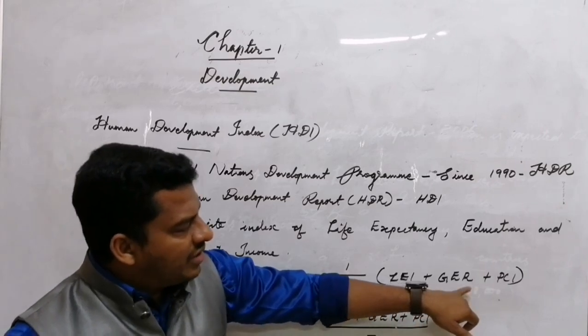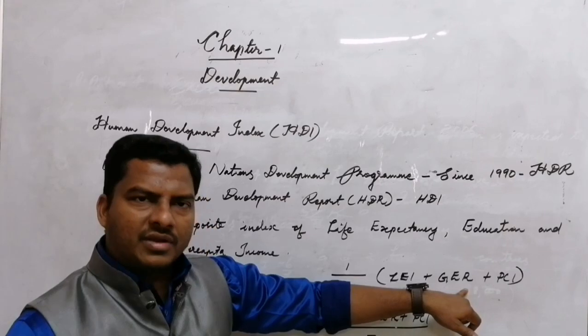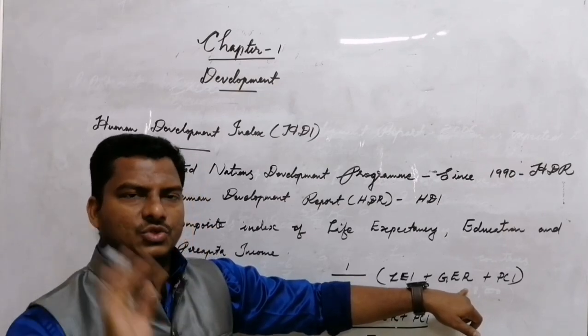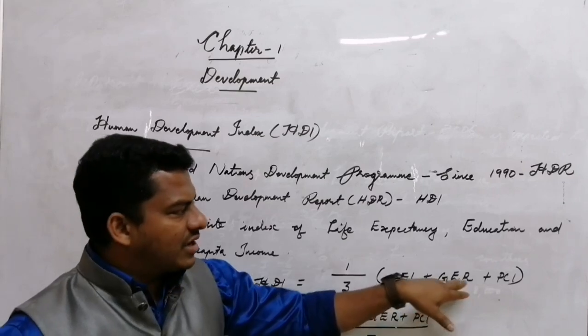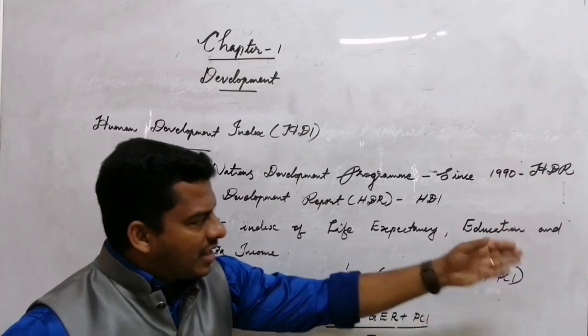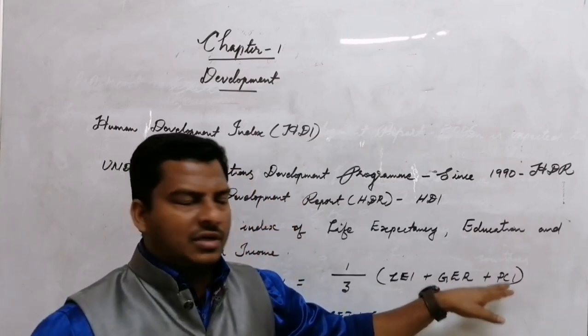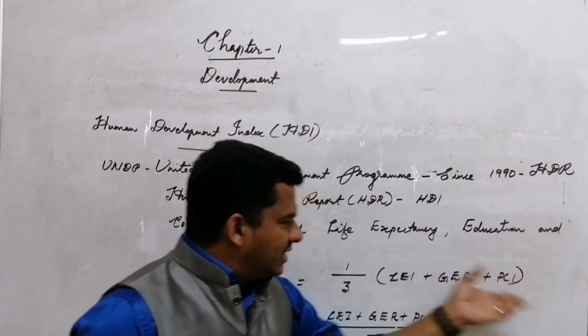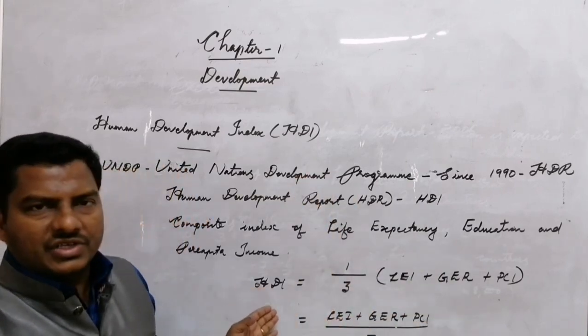Gross enrollment ratio means the number of students enrolled in primary, secondary and higher education level. And per capita income, that is the average income of a person. See, these three indicators we are taking for calculation of HDI.